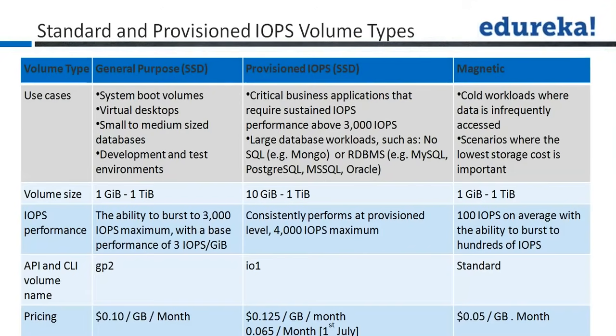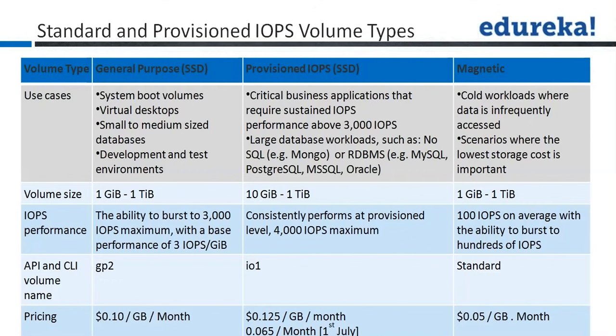So if we want to compare all these three volumes, when you want to use a system for the system root or boot volume, you should use general purpose. When you want to use it for a virtual desktop or for small to medium database size, you should use the general purpose volume only. When you have a specific requirement, like a critical business application which requires higher IO, a higher performance requirement, or larger database workloads, you should go for provisioned IOPS only. When you have a very cold workload where you have very low data load, not very high IO, you can go for the magnetic volumes also.